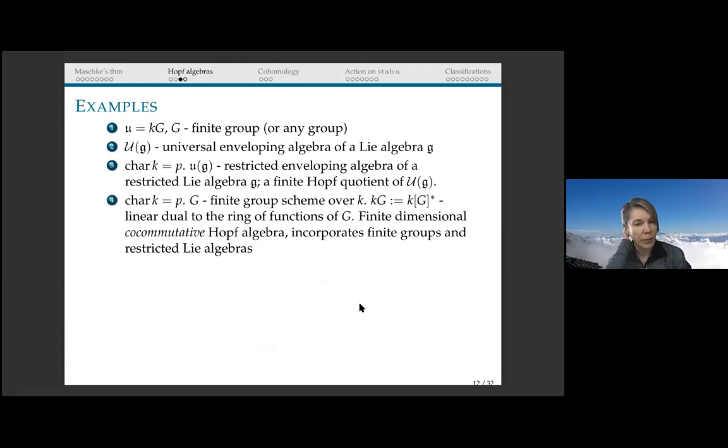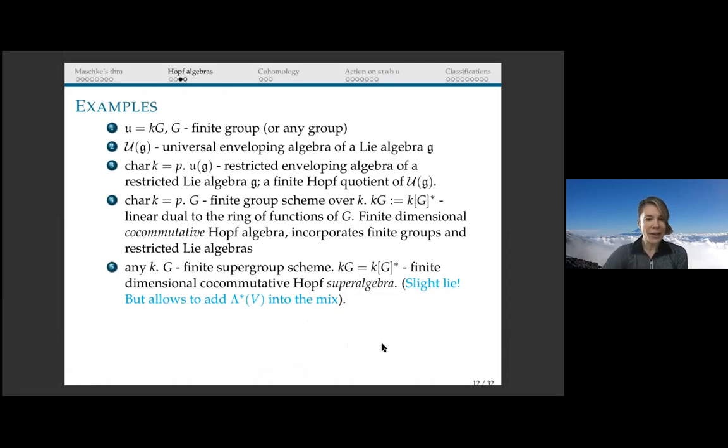More generally, actually, in positive characteristic, we have finite group schemes over the field K. I'll talk about them later in more algebraic terms. But again, basically, a group scheme is something that has a coordinate algebra or algebra of regular functions. That's going to be a Hopf algebra. If the group scheme is finite, it's going to be finite dimensional. So we can dualize it linearly and get another Hopf algebra called the group algebra of this finite group scheme. And that thing is a finite dimensional co-commutative Hopf algebra. And it actually incorporates examples 1 and 3 in it.